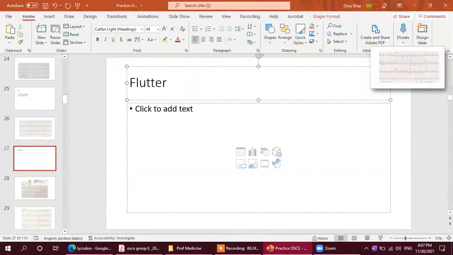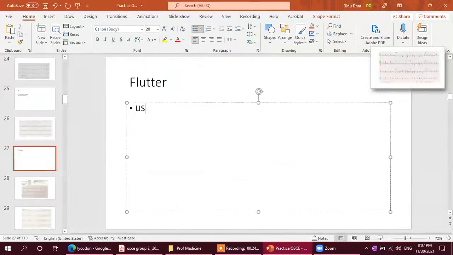So 2, 3 and aVF are where you can see the flutter waves. So this is atrial flutter, flutter waves. So we have seen ECGs of atrial fibrillation, flutter, and AVNRT, which are the common things that you can get.